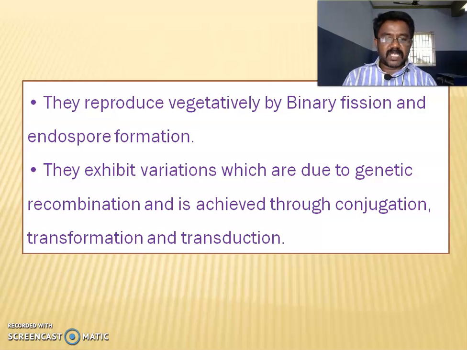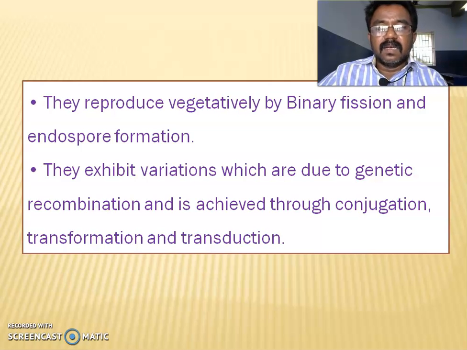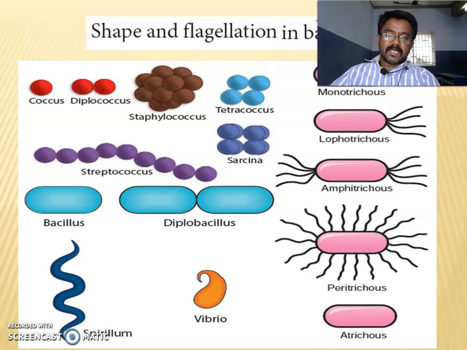They reproduce vegetatively by binary fission and endospore formation. This is the method of reproduction. They exhibit variations which are due to genetic recombination and is achieved through conjugation, transformation and transduction. It is a genetic recombination for the purpose of mutation or beneficial changes.